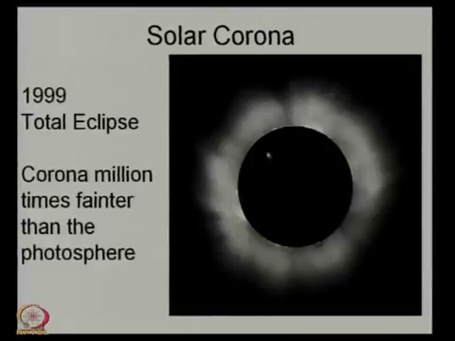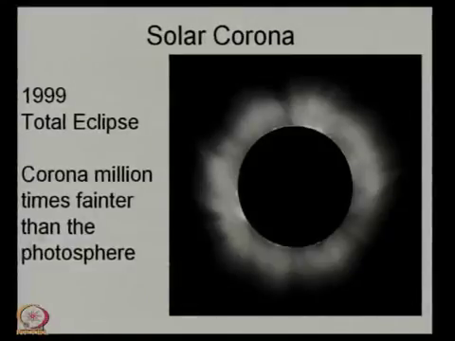Okay, I have shown you this picture already. Now, the interesting thing here is that when the dazzling light from the sun is blocked out, then you see this very faint and tenuous bright thing around the sun. This is called the corona. It comes from the word crown.